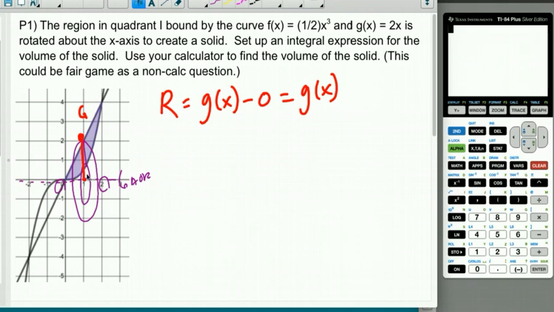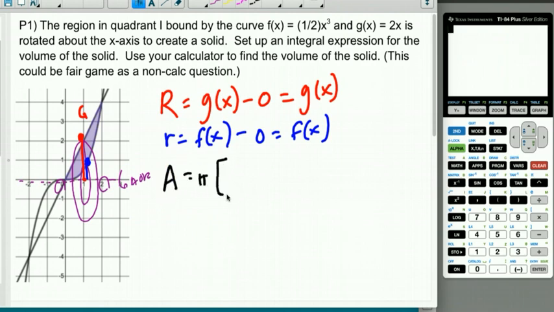And then the inside radius seems to be the bottom of the two curves, which is definitely f of x here, right? It's the curvy one, minus the axis of rotation, so it's f of x. Once I know that, I can do basically all the setup for the problem, right? So the area is pi big R squared, so that's going to be g of x quantity squared minus little r quantity squared, which would be f of x quantity squared.